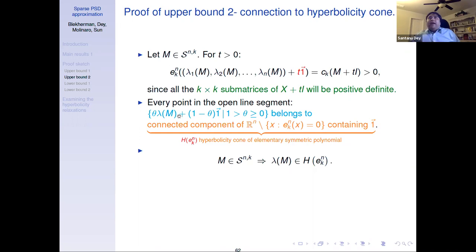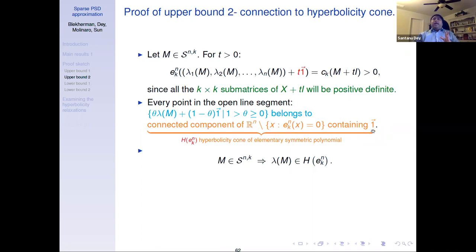And notice that anywhere in this line segment between the eigenvalues and the all ones vector, if I compute this elementary symmetric polynomial, it's positive. So in other words, this observation is saying that this line segment completely belongs to the connected component of Rn minus the roots of the symmetric polynomial, the connected component that contains the vector one. So that's a mouthful to say.